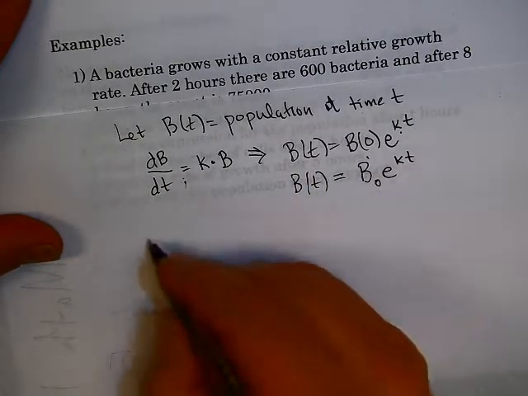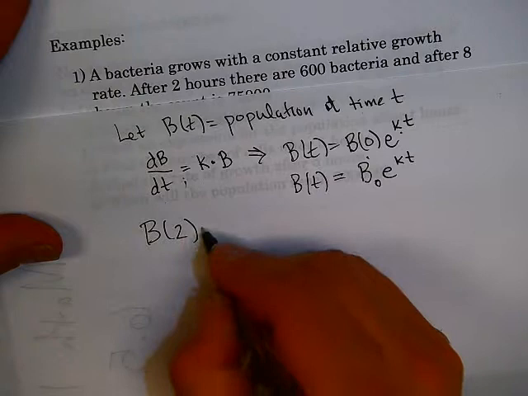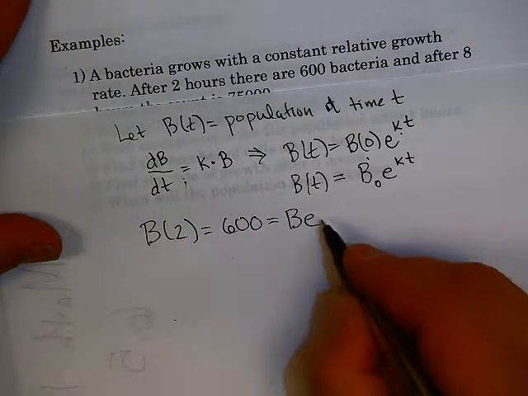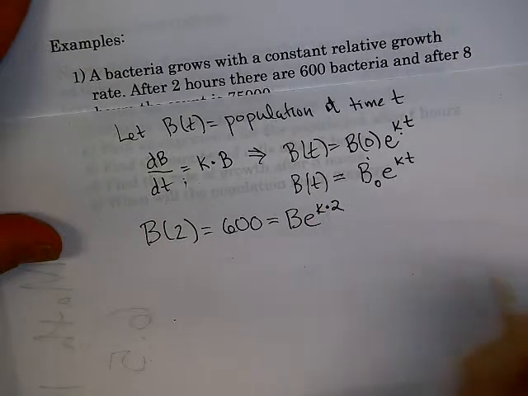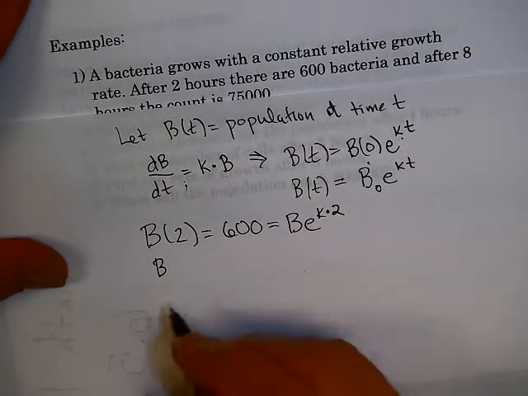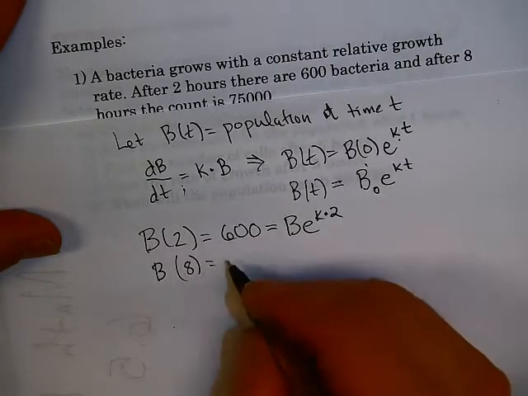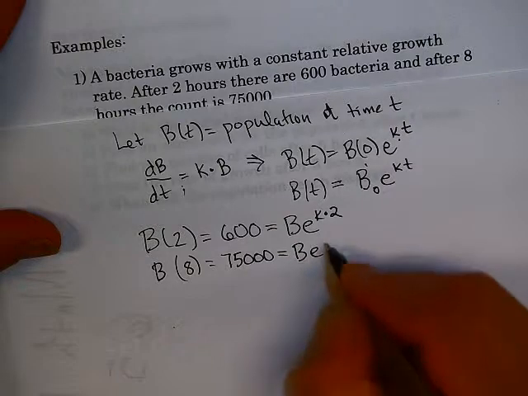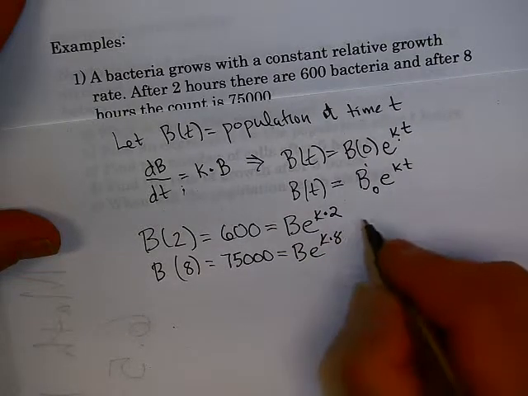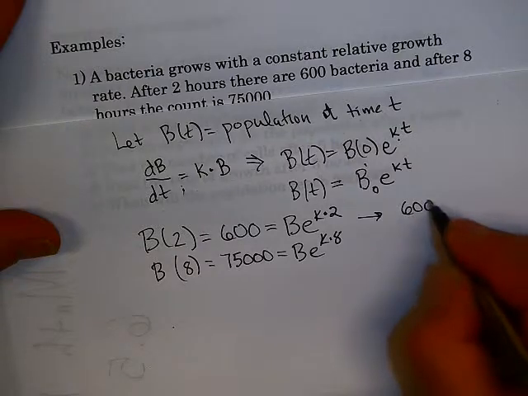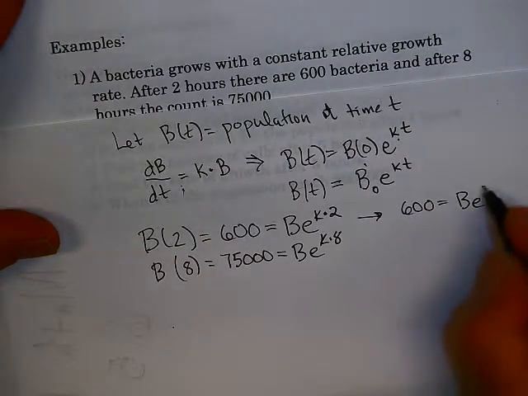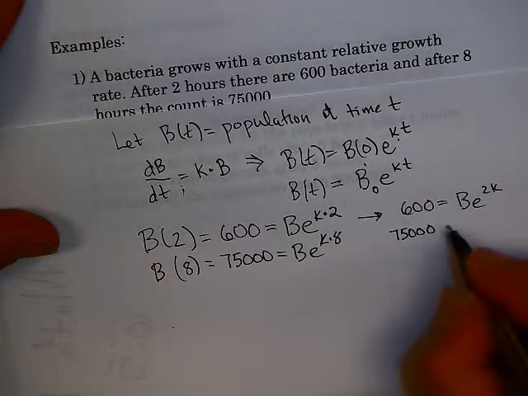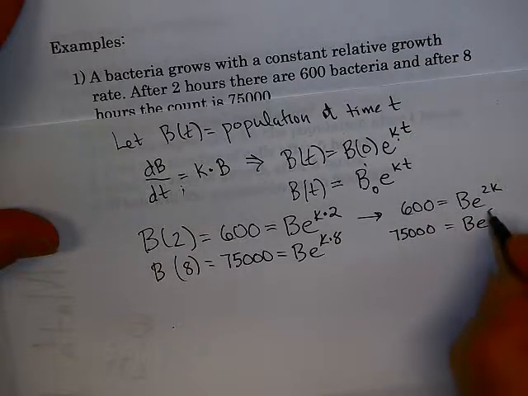And what do I know? Well, I know after 2 hours you have 600 bacteria, which gives you B e to the k times 2, just replacing t with 2. And after 8 hours, you have 7,500 bacteria. Now look at these two equations. I'm going to write them over here. 600 equals B e to the 2k, and 7,500 equals B e to the 8k.